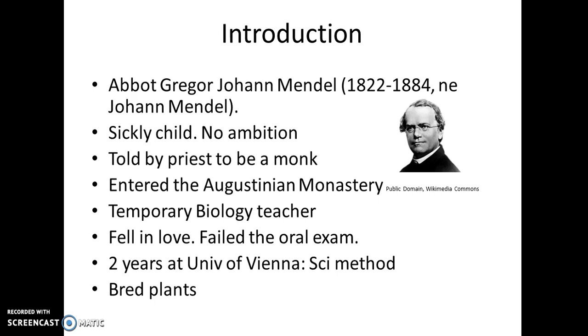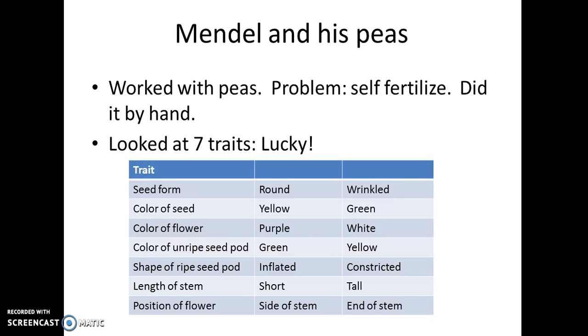His superiors sent him to the University of Vienna for 2 years, where he studied the scientific method. He started to breed plants. He did some physics work with Doppler, the guy who came up with the Doppler effect. And he fell in love with learning. So he got back to his monastery and he started to breed peas, just, I guess, on a whim.